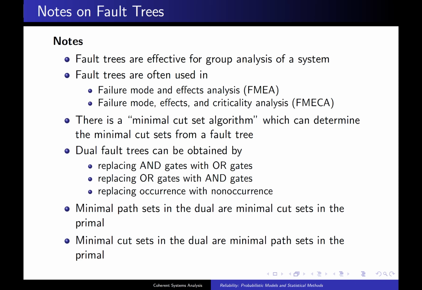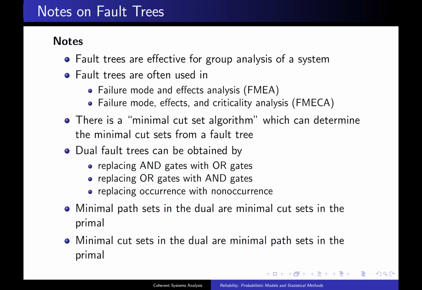Fault trees are also used in something known as failure modes and effects analysis, abbreviated FMEA. There is also failure modes, effects, and criticality analysis, which is FMECA. And there is a minimal cut set algorithm which can determine the minimal cut sets from a fault tree.